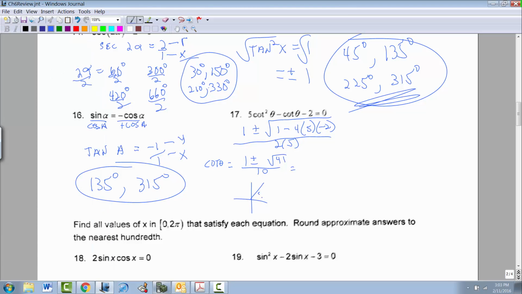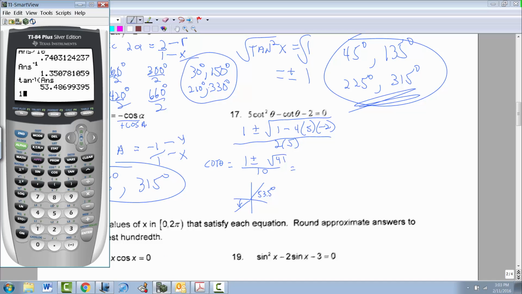All right, that's in quadrant 1, obviously. And then where's the other angle measure supposed to be? Quadrant 3 of 53.5. It's not a formula. Oh, that means I add 180 to this. And then that's how I get my other answer.